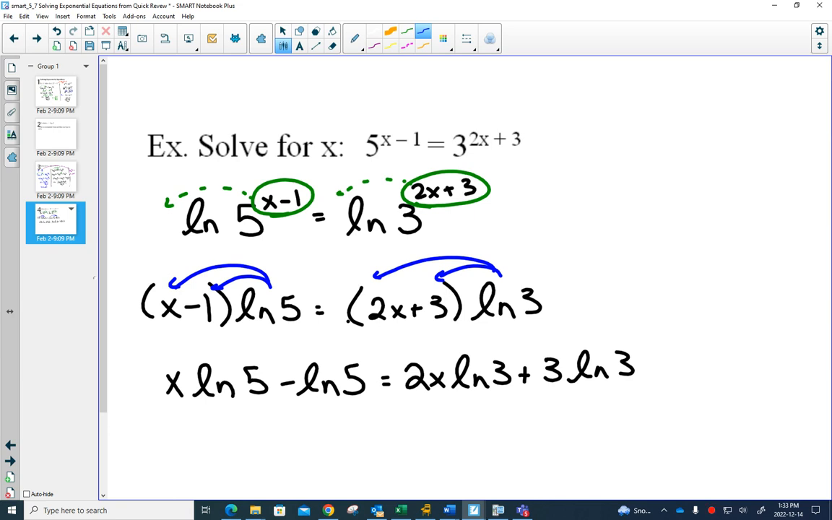And what makes this one more difficult is we have x's in more than one place. We have x's on the left side and we have x's on the right side. Okay? What would you do if you had numbers and x's on different sides in a grade 9 question?